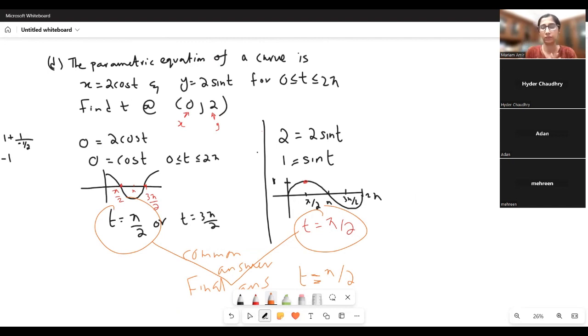I'll give you a minute in case you're copying this. Students tell me that I go very fast. So please let me know to slow down if you need to take notes and I'm going too fast.